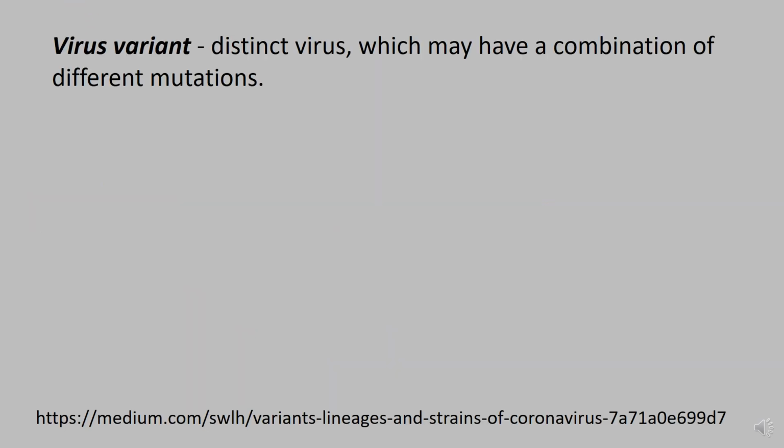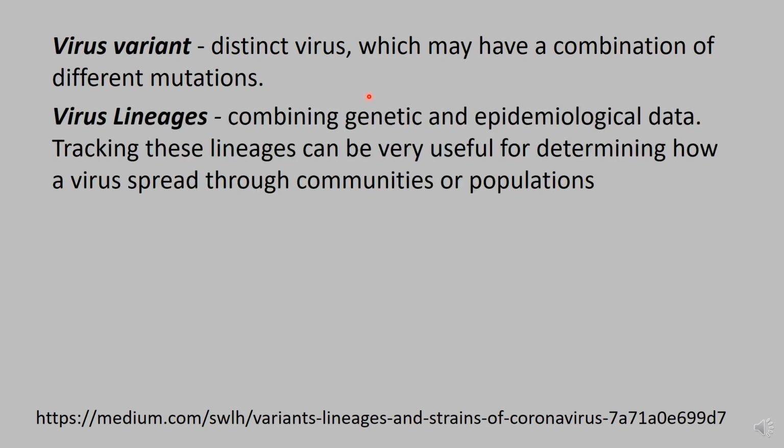A virus variant is a distinct virus which may have a combination of different mutations. So what we're talking about in terms of the variant found in the United Kingdom is a variant that is distinct, that has a unique set of combinations of mutations. A virus lineage combines the genetic information and epidemiological data. So it looks to see where these viral variants are detected in different parts of the country or different parts of the continent or different areas within a country. Tracking these lineages can be very useful for determining how a virus spreads through the community or populations.